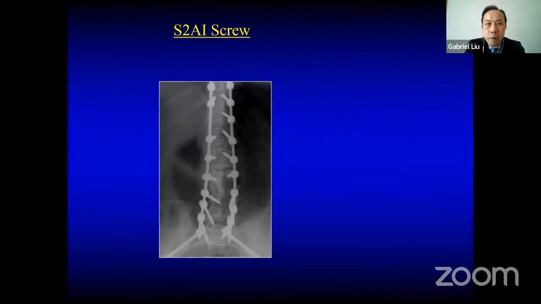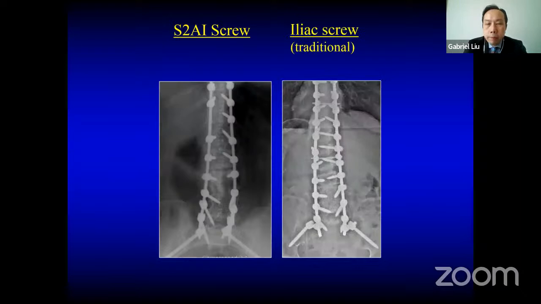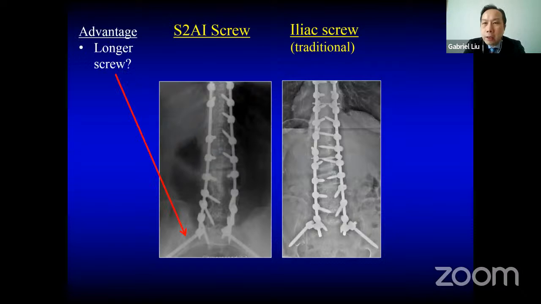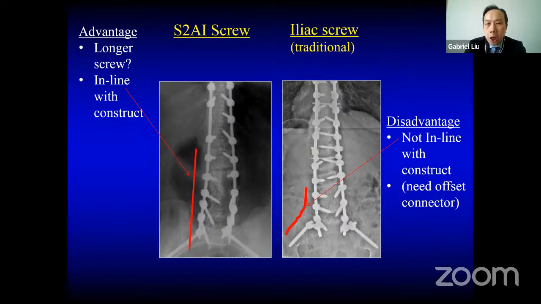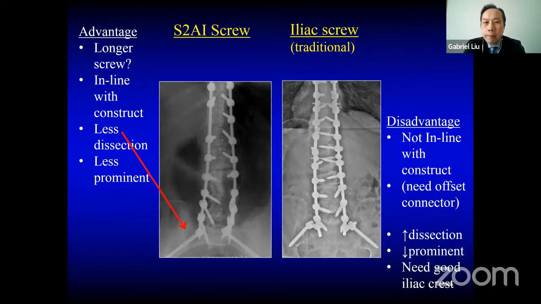So what's the difference between an S2 ALA iliac screw and a traditional iliac screw? First of all, it is a longer screw, because 30 to 40 millimeters of the screw is actually in the sacrum. In addition, it is in line with the construct, which makes the connection quite easy without the need for a side connector. Because it is in line, you do not need a connector, which also reduces the cost of your surgery. In addition, because it sits just above the sacrum, it is not prominent, and as a result you have fewer prominence-related complications compared to the traditional screw.